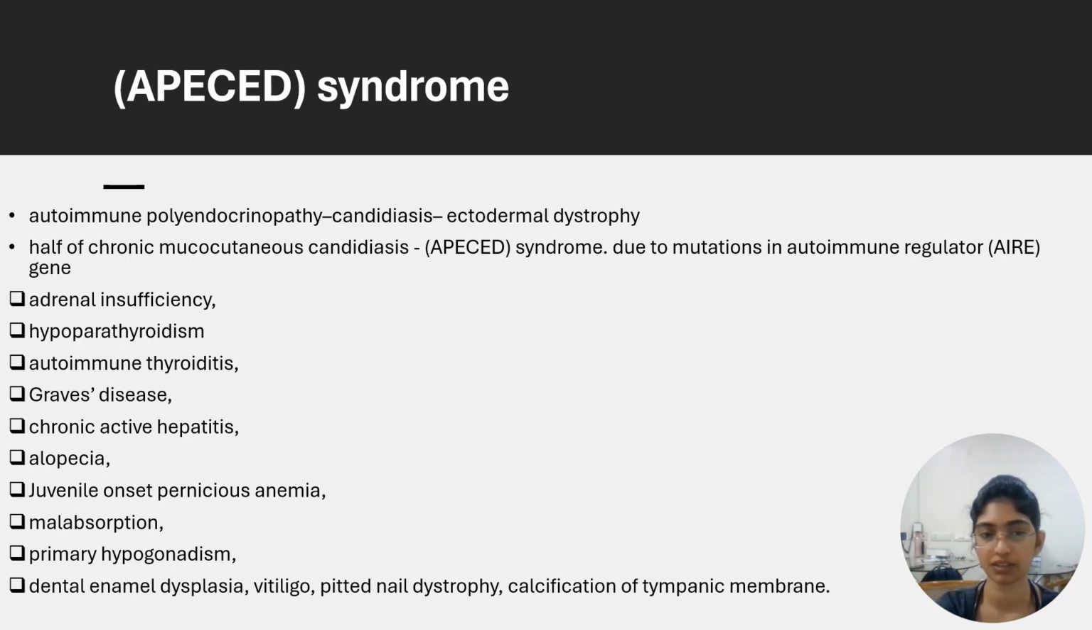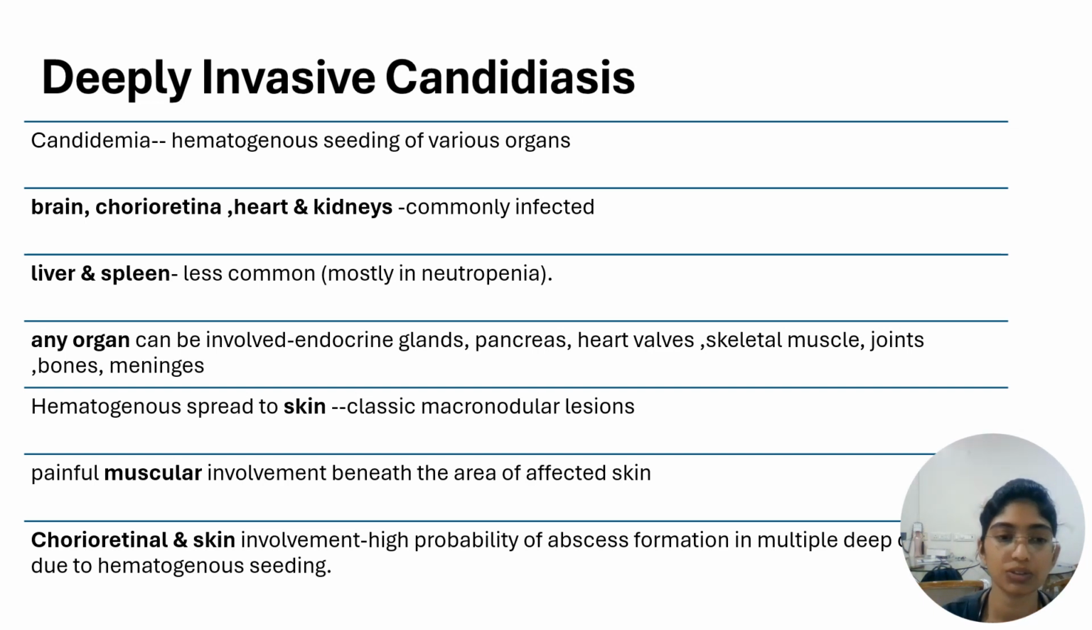Now we'll see invasive candidiasis. As I said, invasive candidiasis first starts with candidemia, that is, hematogenous dissemination of Candida to various organs. In invasive candidiasis, any organ can be affected, like muscle, joint, bone, anything. But the most commonly infected organs are the brain, chorioretina, heart, and kidneys. Liver and spleen are less commonly affected, but they're more commonly affected in neutropenic patients.